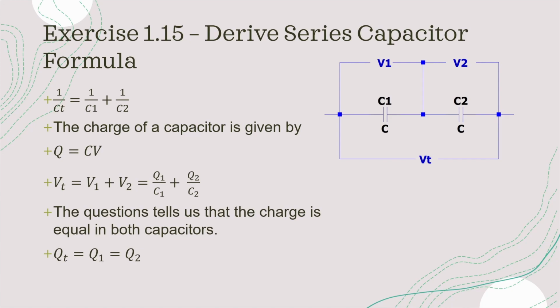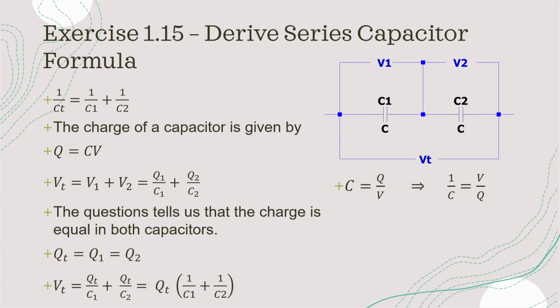So we're going to give that a label of Qt for simplicity. And then we can factorize the equation that we have here into a simpler form like this, where the Vt, the voltage across the two capacitors, is equal to Qt over C1. So we replace Q1 with Qt, plus Qt over C2. So we've done the same thing again. And factorizing that, we've got Vt equals Qt in brackets 1 over C1 plus 1 over C2. So we can see that the form is starting to take shape.